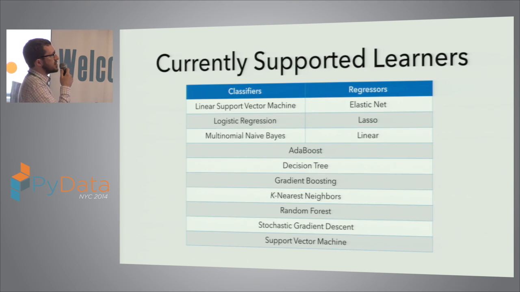So here's our lovely list of currently supported learners. We've got some that are just classifiers, some that are just regressors, and then some that are both. This is all of the classifiers and regressors that are in the choosing the right estimator flowchart on the Scikit-Learn documentation. We don't do any unsupervised learning yet. It's not to say we won't in the future. It's just that supervised is what we needed at first. So that's what we covered.